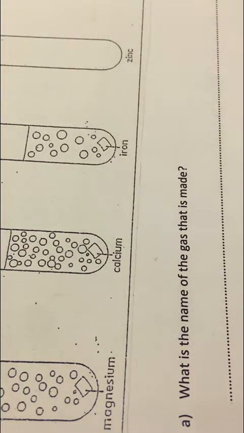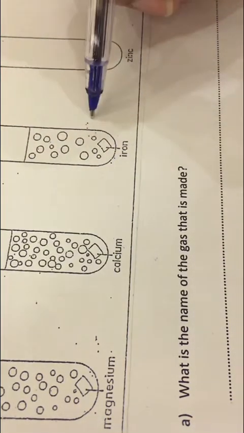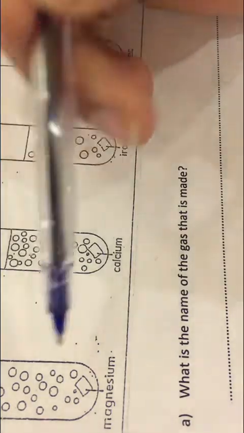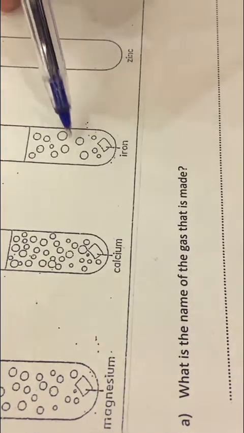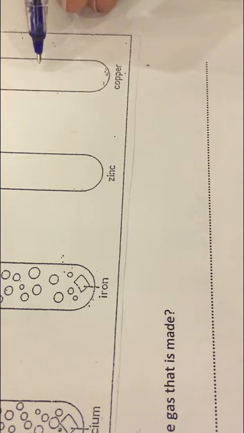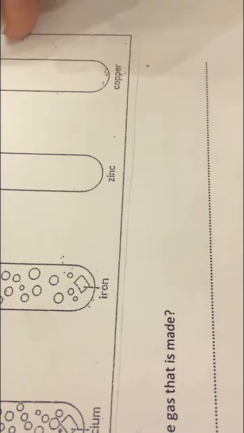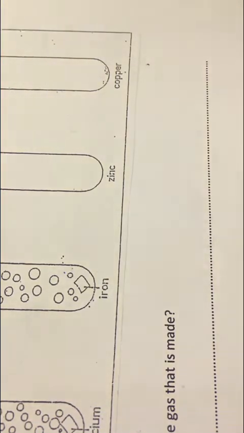Zinc is less reactive than magnesium, but it is more reactive than iron. So we count the number of bubbles in the iron, and we count the number of bubbles in magnesium. And we take any number between iron and magnesium, we draw it in the zinc test tube here. About copper, copper doesn't react with dilute acids at all. So we should not draw any bubble here. Okay?